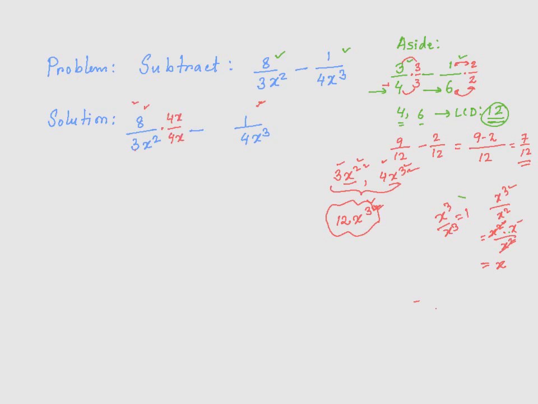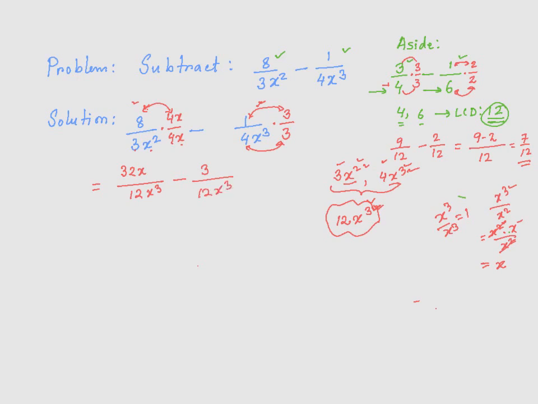So 3 times 4 is 12, x squared times x is x cubed. Now similarly, I have to multiply these by 3 and divide by 3. Now I have 12x cubed in the denominator for both of these rational expressions. So in the numerator, 8 times 4 is 32, then times x is 32x, divided by 12x cubed, minus 3 times 1 is 3, over 4 times 3 is 12, and then x cubed.